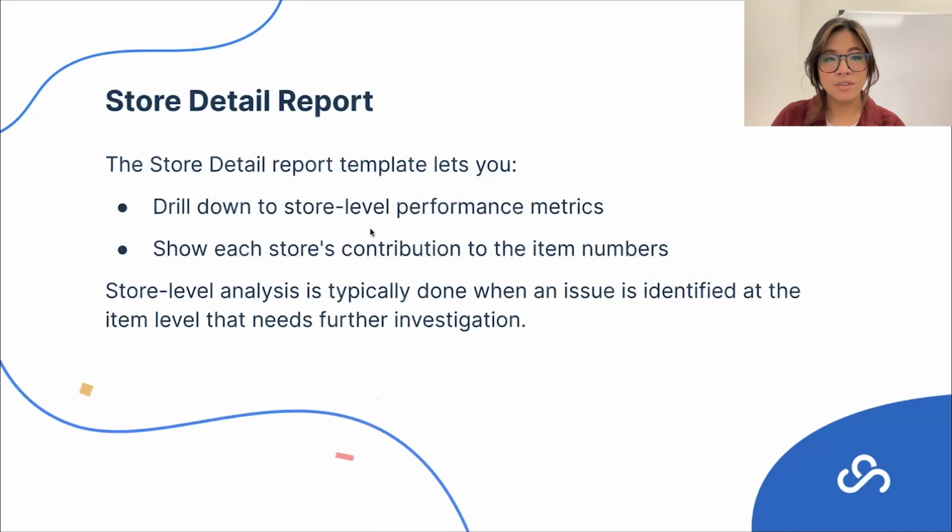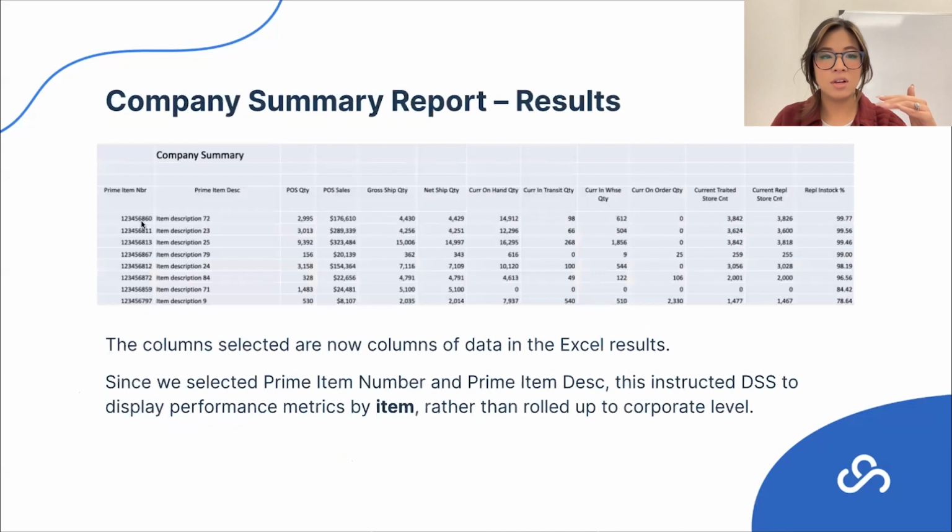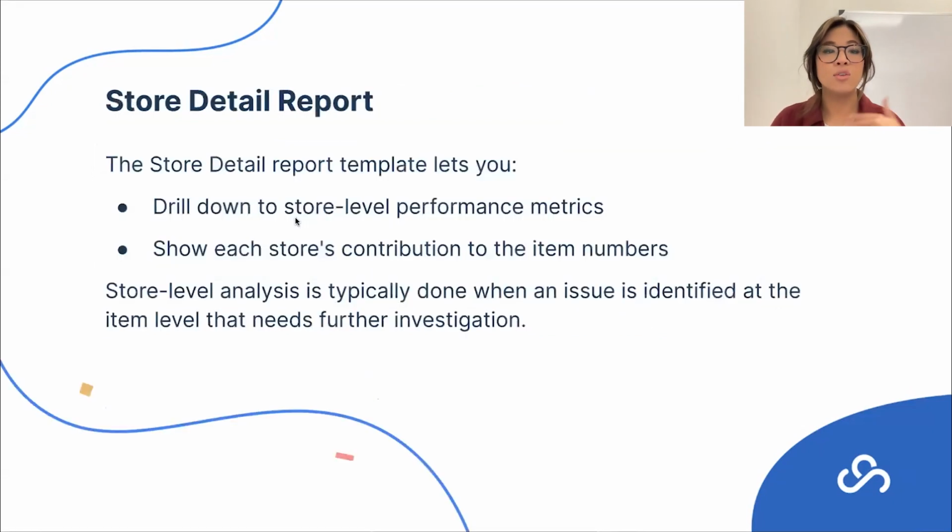Okay, so that is the company summary report. The store detail report lets you get down to store level information. So company summary, you guys can see here, it's just going to be your item across your entire business. So item 72 across all stores sold 2,900 units. Your store detail report is going to let you see store level performance metrics.